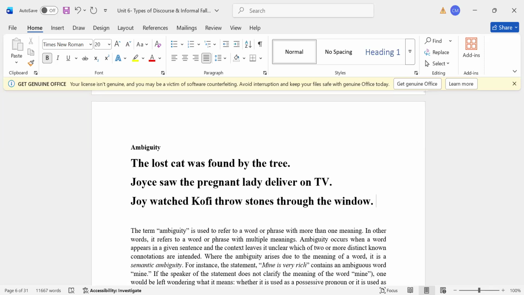Joyce watched Kofi throw stones through the window. Who can tell me the meaning of this sentence? How do you understand this sentence?